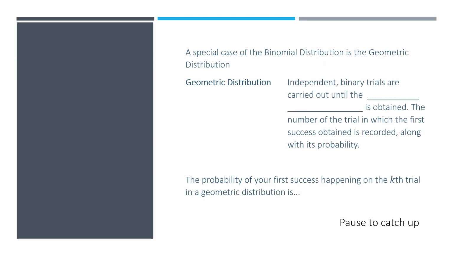Finally, we are going to discuss what is known as the geometric distribution. The geometric distribution is a special case of the binomial distribution in which we perform several independent binary trials until the first success is obtained. The number of trials in which the first success is obtained is recorded along with the probability in the complete distribution. And what we are actually answering is the probability of your first success happening on that kth trial, which is provided in the geometric distribution.